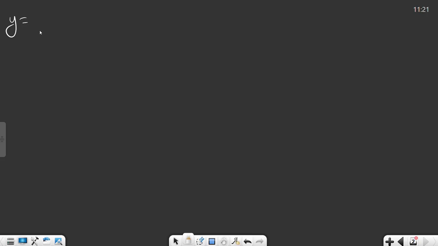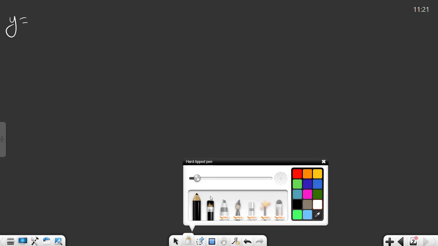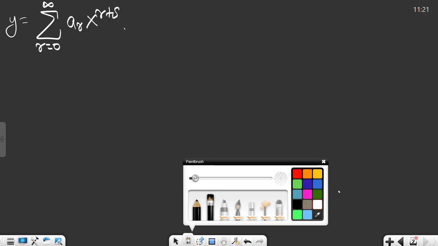First things first, we are going to assume that y equals, let me just change the pen, y equals the infinite sum as r goes from 0 to infinity of a sub r x to the r plus s. So this is what we are going to play with after assuming y.